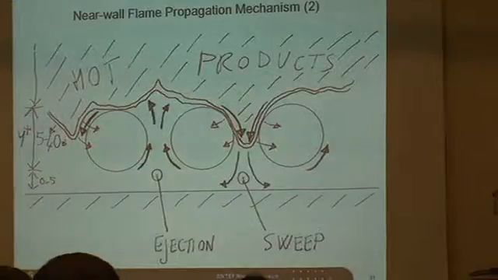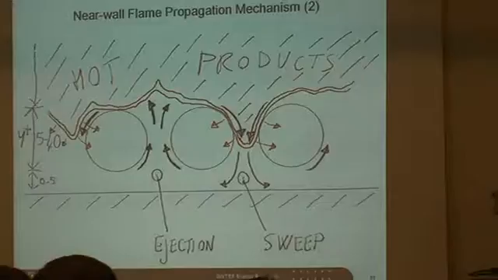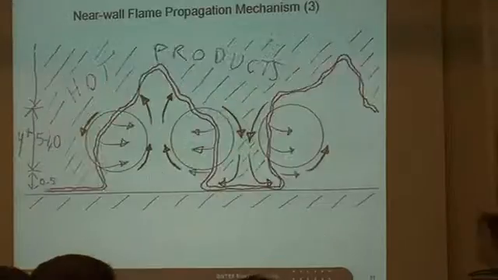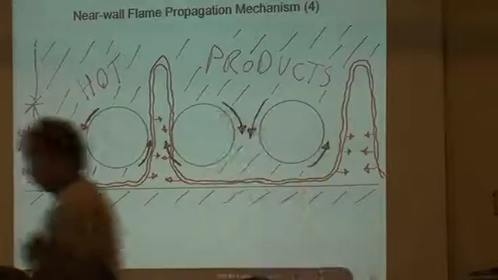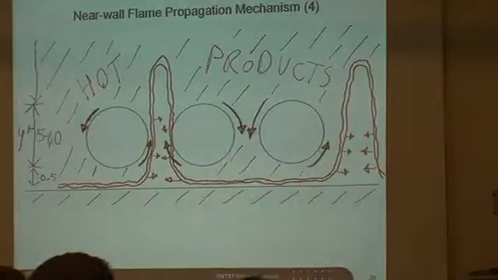So we have proposed, as mentioned to you, this flame propagation mechanism. We have the ejection and the sweep. The sweep brings the flame towards the wall, and the ejection away from it. Well, this is probably what's happening.